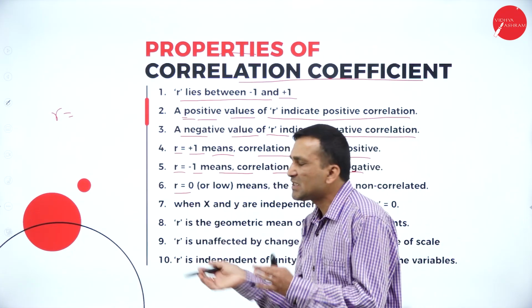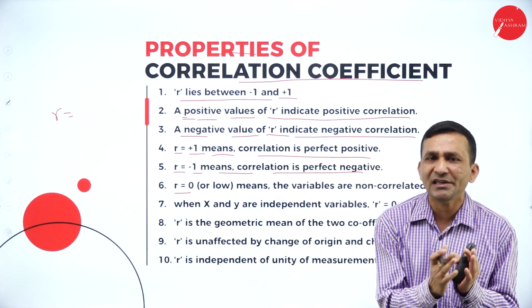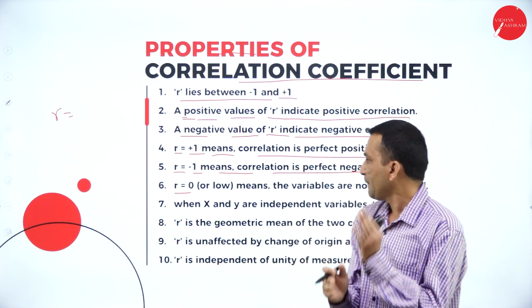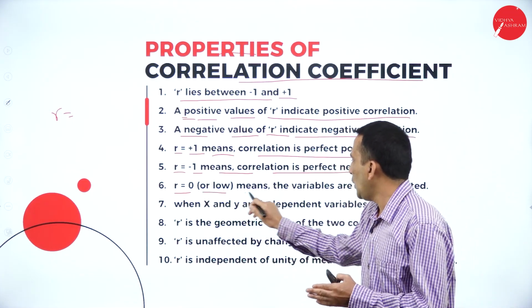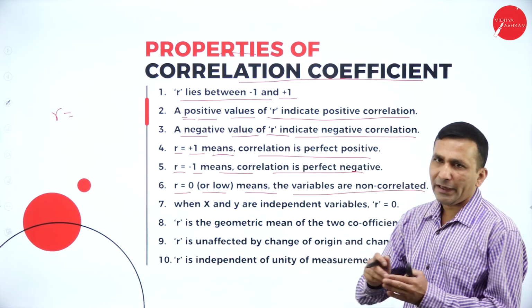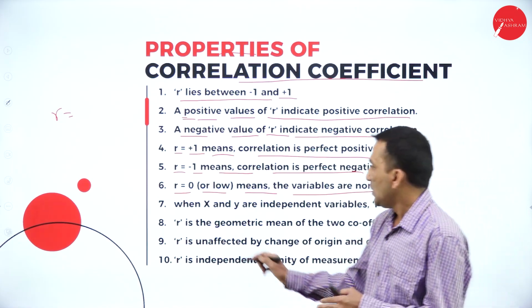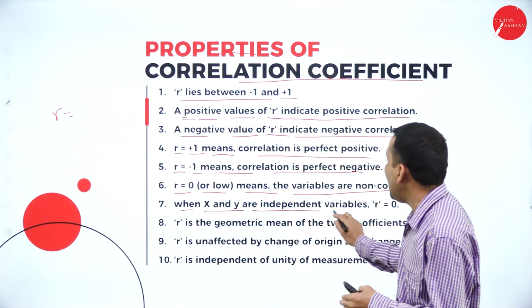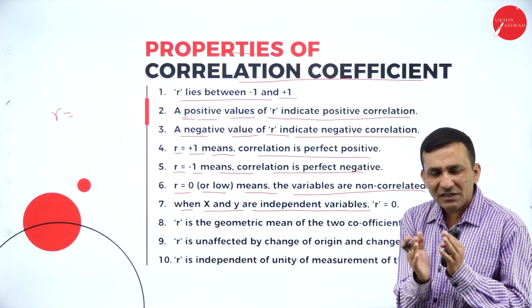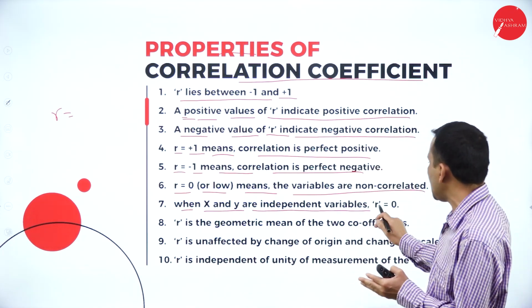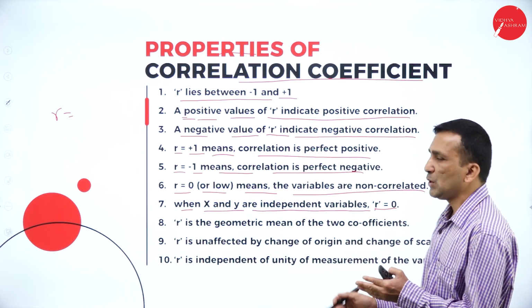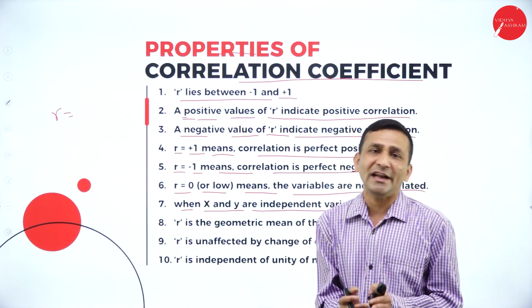If R is 0, that means there is no correlation between X and Y. Here it means the variables are non-correlated. There is no relation. When X and Y are independent variables, which are not at all dependent, in that case R is equal to 0, because they are not correlated.